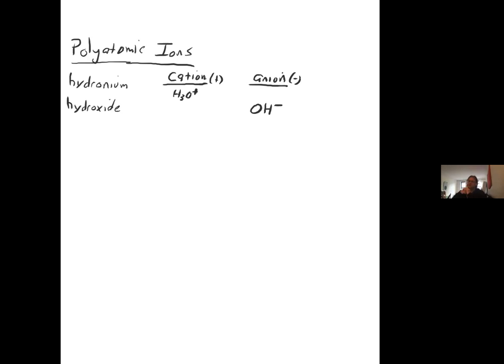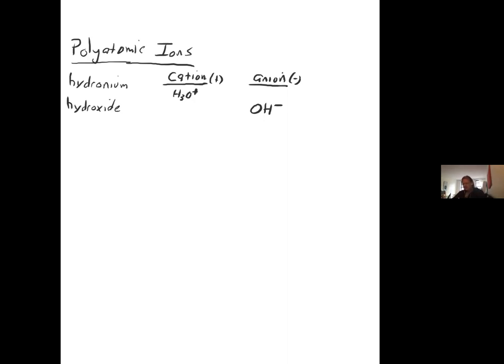And those 2 ions are related to each other, right? If you think about it, what is the difference? They both have 1 oxygen. They both have hydrogens. One only has 1 hydrogen, the other one has 3, right? So if you were to add 2 hydrogen ions to the hydroxide, you'd have a hydronium. Or if you were to take 2 hydrogen ions off of the hydronium, you'd have a hydroxide. Okay, so those are the first 2 you should know.